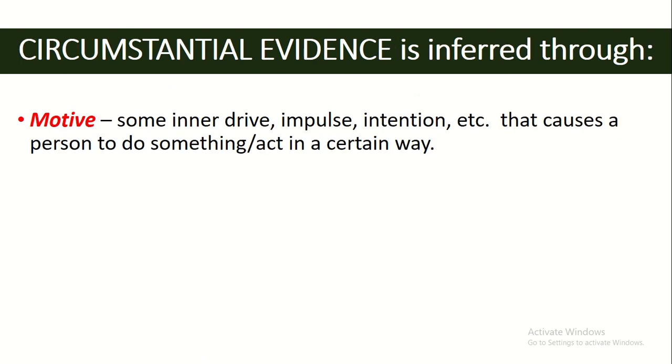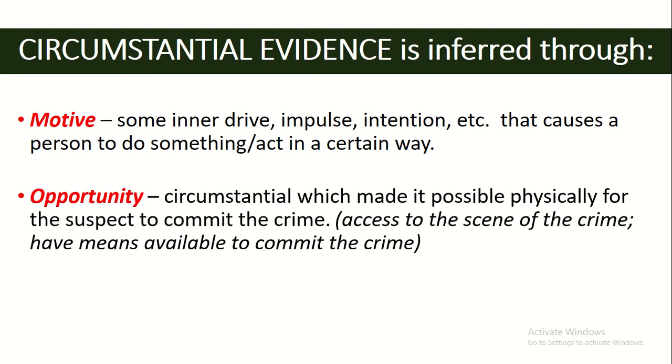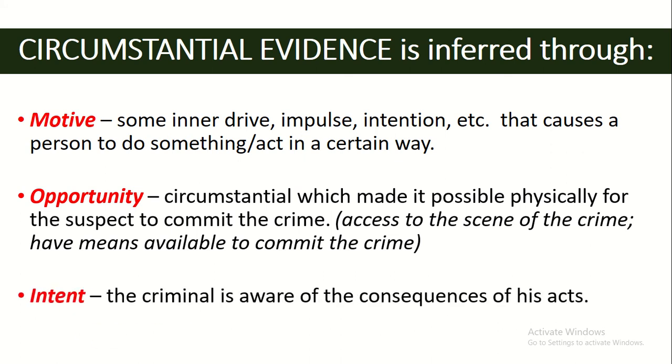Circumstantial evidence is inferred through the following. First is motive. Motive, in other words, is what drives the suspect to trigger the act. Another one is opportunity. Opportunity is a circumstance or a physical occurrence being exploited on the part of the suspect to perform the act. Finally, we have the intent.